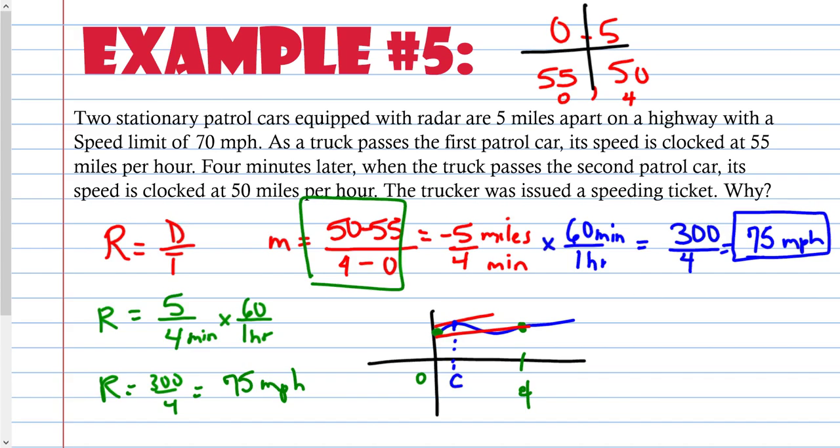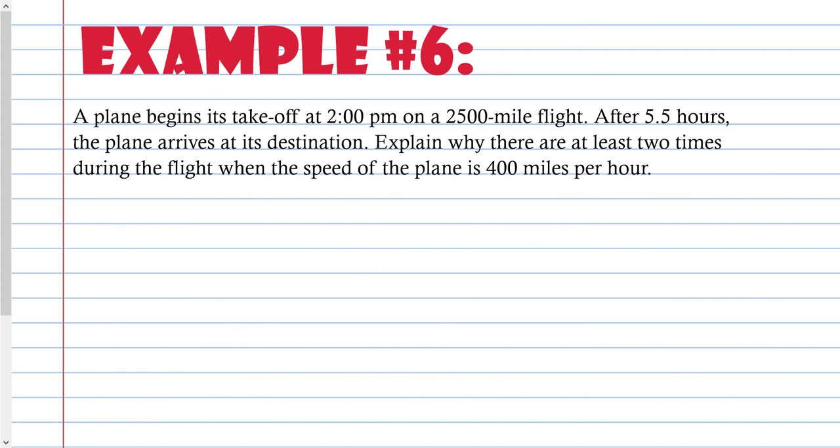The trucker's average velocity was 75 miles per hour. By the mean value theorem, there was at least one instance where the trucker was traveling at 75 miles per hour, which is over the speed limit of 70 miles per hour. Okay, so by the mean value theorem, somewhere between 0 and 4 minutes, that trucker was traveling at 75 miles per hour. The next one is basically the same idea.